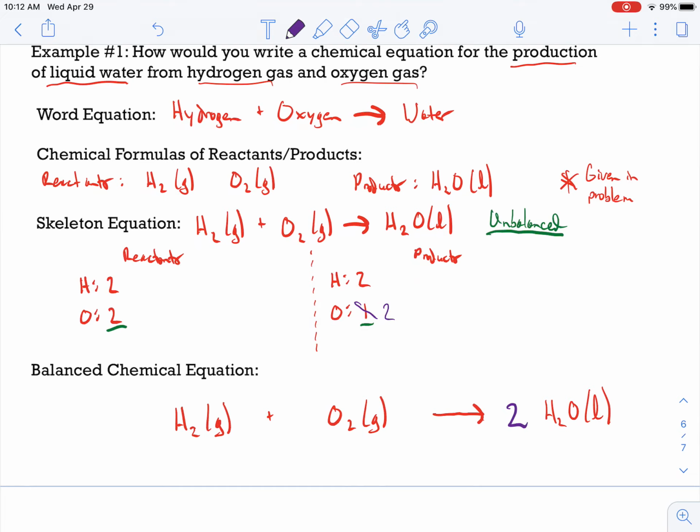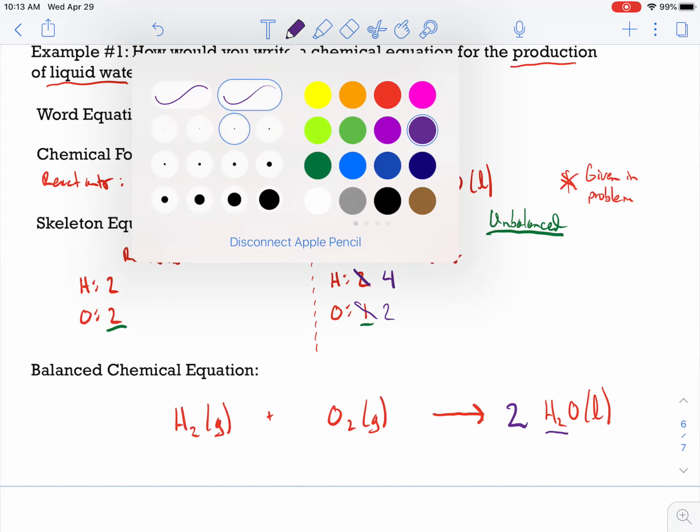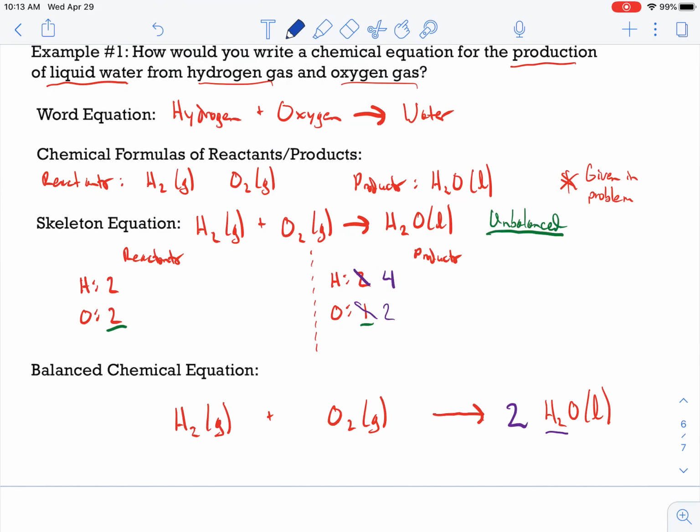But we also have to adjust our hydrogen now on our product side. So a coefficient of 2 means we have 2 water molecules. If each water molecule has 2 hydrogens in it, we're going to have 2 times 2, or now a total of 4 hydrogens. So now oxygens are balanced, but our hydrogens are no longer balanced, right? If we compare this 2 to this 4, these are now going to be unbalanced.